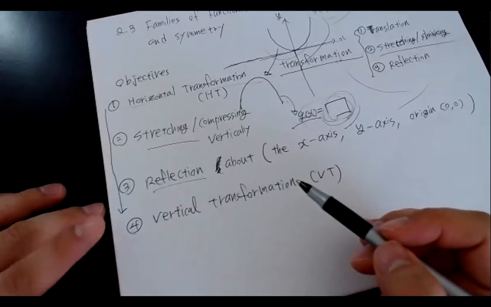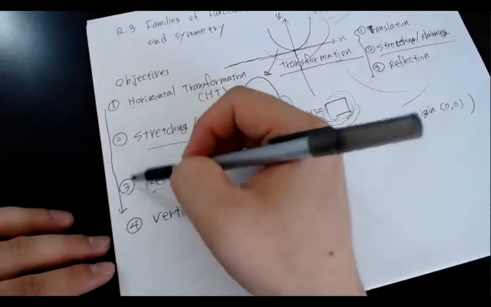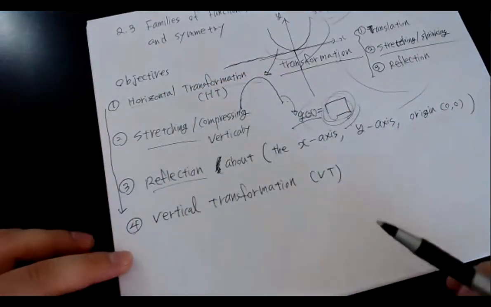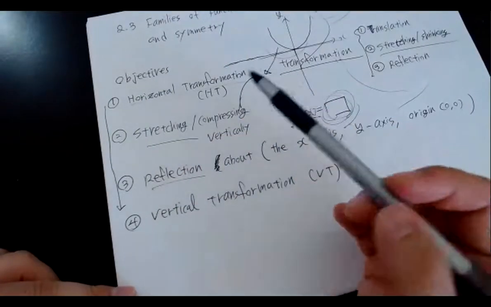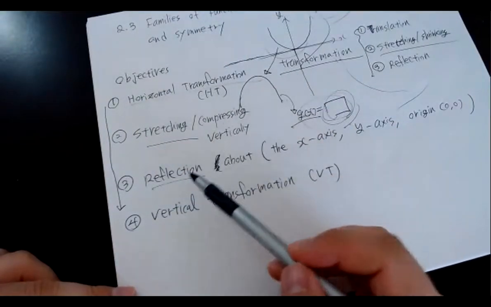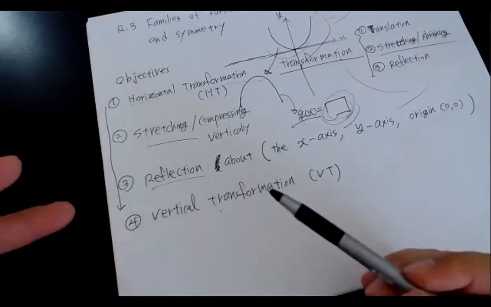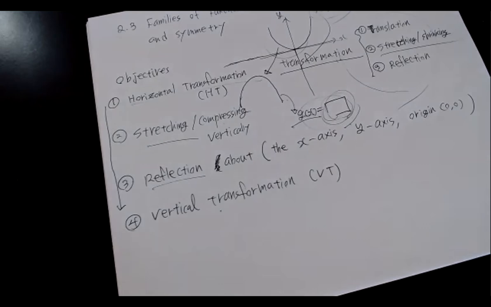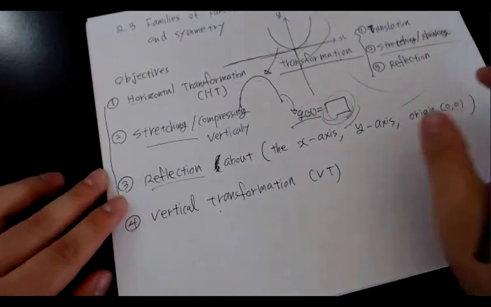The order of two and three doesn't matter here, so you can switch them. Apply HT first, then stretching or compressing vertically, then reflection, and then apply the vertical transformation last. This is the key. But if the problem gives you a specific order of the transformations, you have to follow that. Unless that, you have to follow this order. Keep in mind this.